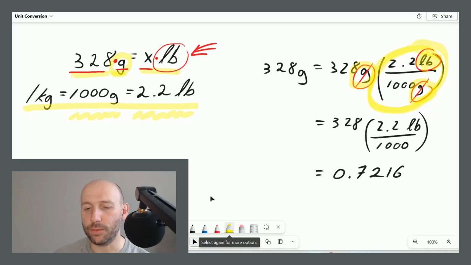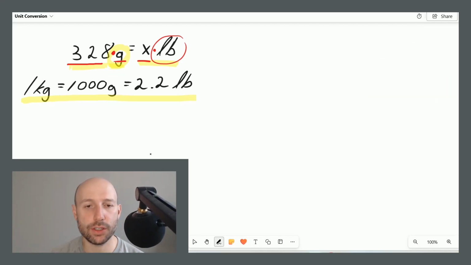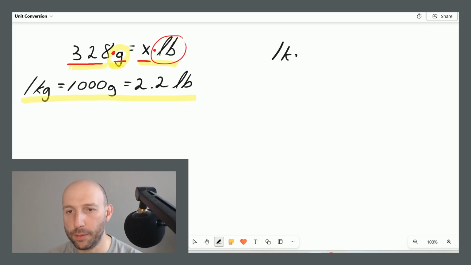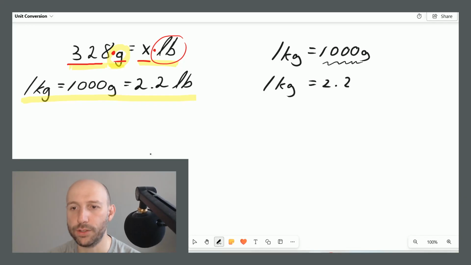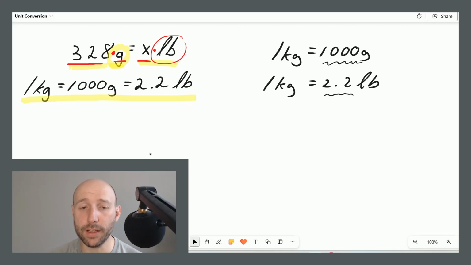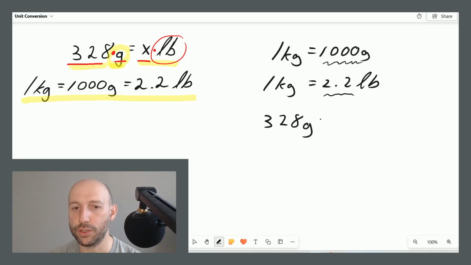But what's the quick intuitive way? Well, I'll show you that right now. So here we want to work with conversion ratios that are larger than 1. For example, 1 kilogram is 1,000 grams. Our conversion ratio, 1,000, is larger than 1. 1 kilogram is 2.2 pounds. Okay, our conversion ratio, 2.2, is larger than 1. Now, here we're working with kilograms, so we're going to have to convert 328 grams to some number of kilograms.